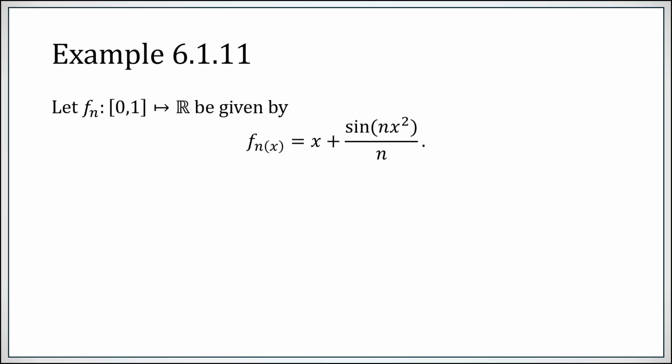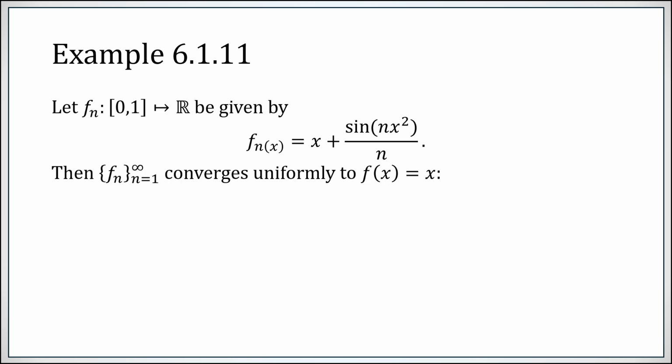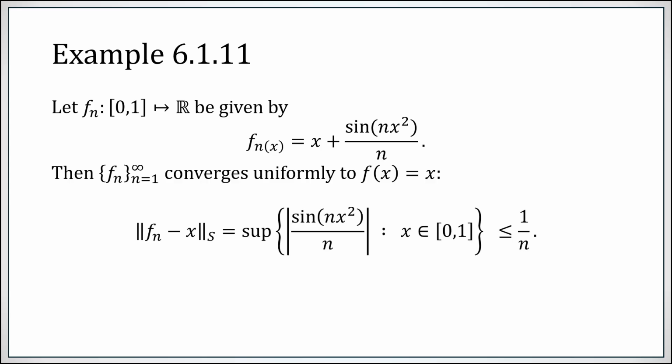So let's look at example 6.1.11. Let fn be defined on the interval from 0 to 1, be given by x plus the sine of nx squared, all divided by n. Then this sequence of functions converges uniformly to simply f of x equals x. And the proof is not very difficult. Let's take a look at this sup norm of the difference of fn to what we are proposing it converges uniformly to. Well, if I subtract this x, I'm merely left with the sine of nx squared over n.